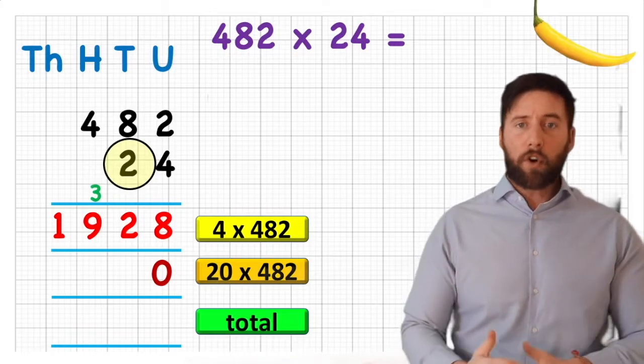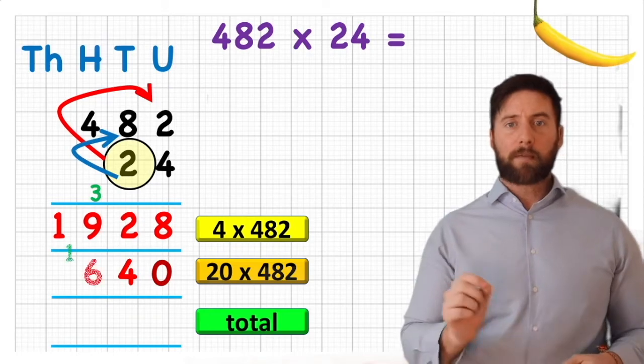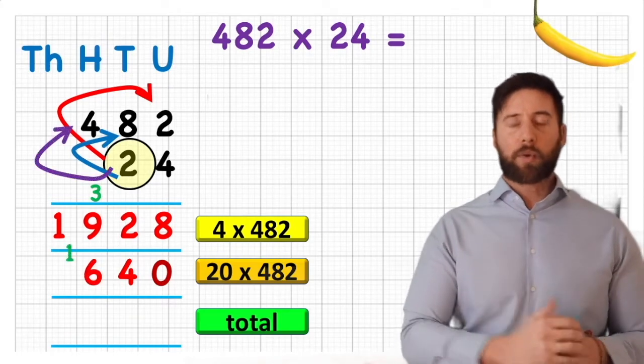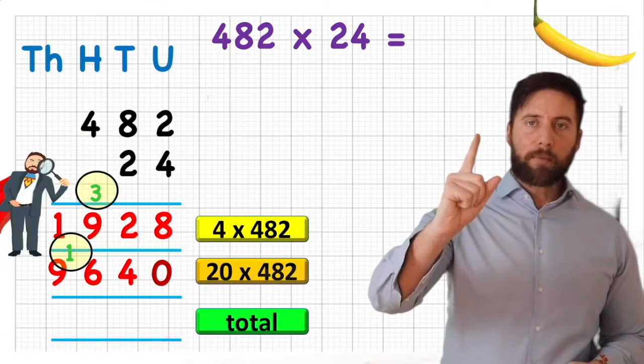So 2 times 2 is 4, add that in. 2 times 8 is 16, put the 1 across, put my 6 in place, good. 2 times 4 is 8, plus the 1, 9. 9,640. Now here's something really important.